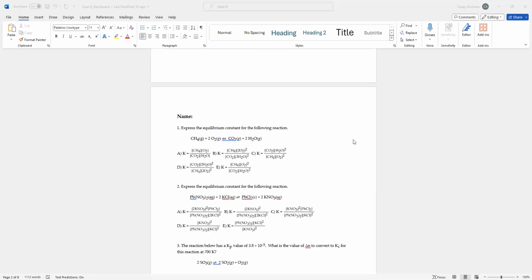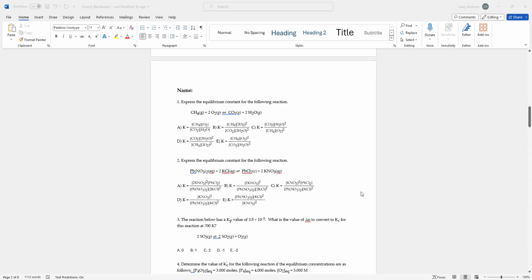Right, in this video, we are going to look over test 3. So question 1, the equilibrium constant, products over reactants. We have 2 in the O2, so I'm looking for O2 squared. We have 2 for the H2O, so I'm looking for H2O squared. And that looks like it will be C, so 1 is C.